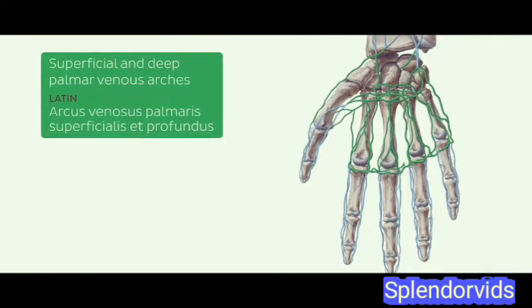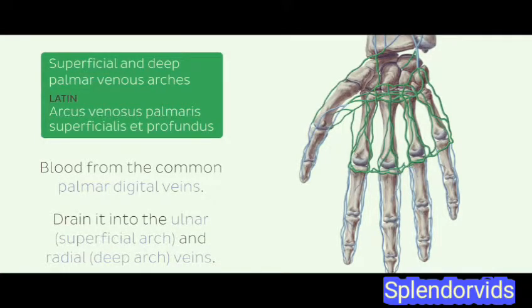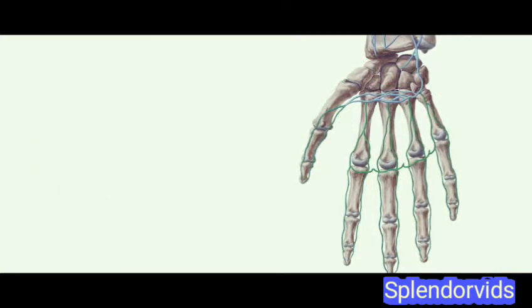We're now looking at the superficial and deep palmar venous arches. They're combined here in this highlight. There is also a superficial and deep palmar venous arch, as we compare with the arterial arches, and they get blood from the common palmar digital veins and drain it into the ulnar and radial veins. So the superficial arch will be draining into the ulnar vein, and the deep arch will be draining into the radial vein.